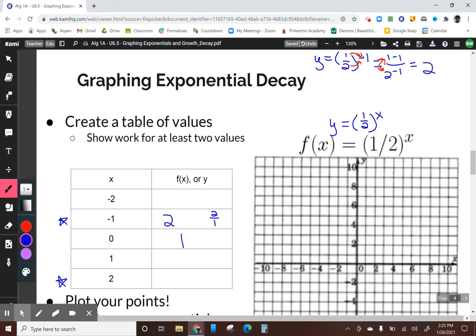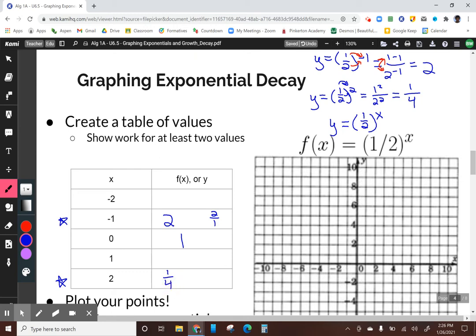Now, when I go to use +2, I'm once again going to use the power rule to distribute that exponent of 2 to both the numerator and the denominator. So we'll get 1 squared over 2 squared, and 1 squared is just 1. But 2 squared is 4, which means when I plugged in 2 for x, I got an output of 1/4.